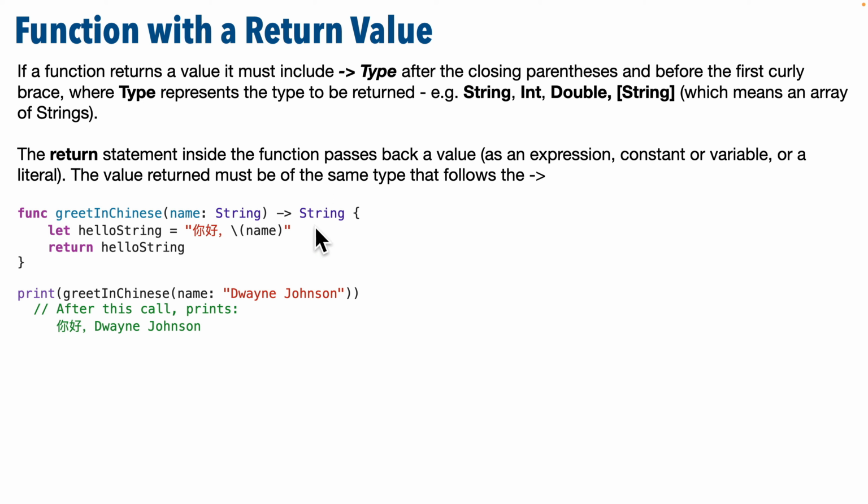So this function here returns a string. If I call print with this function inside of parentheses, it returns back a string and I can print that string, like this greeting for the Rock.